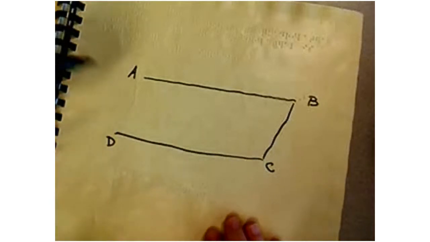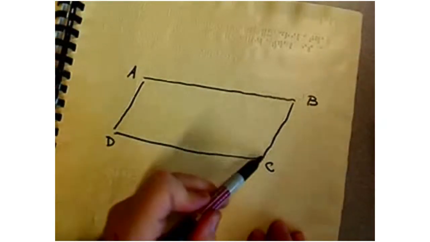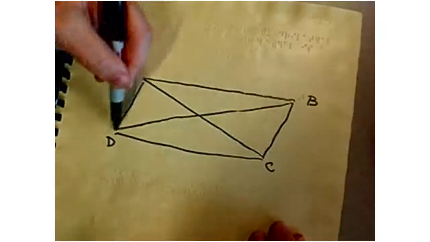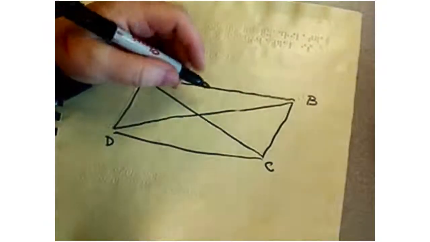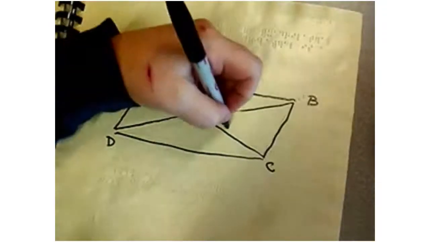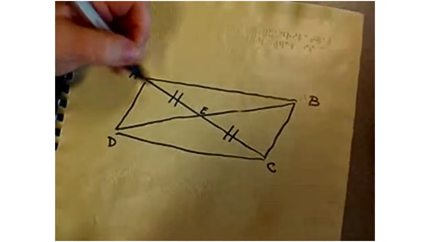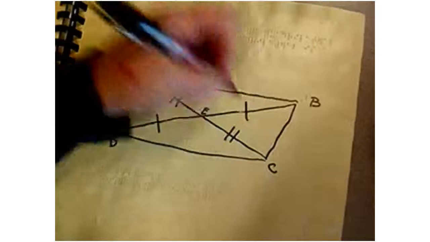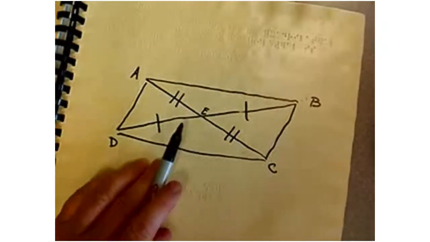So we have ABCD again. A is top left, B is top right, C is bottom right, D is bottom left. And then we have two diagonals going from our opposite angles, so A to C and B to D. They meet at a point E in the middle. From A to E is 2 tick marks, and E to C is 2 tick marks, showing that they're congruent. From D to E is 1 tick mark, and B to E is 1 tick mark, showing they're congruent. So showing they bisect each other.